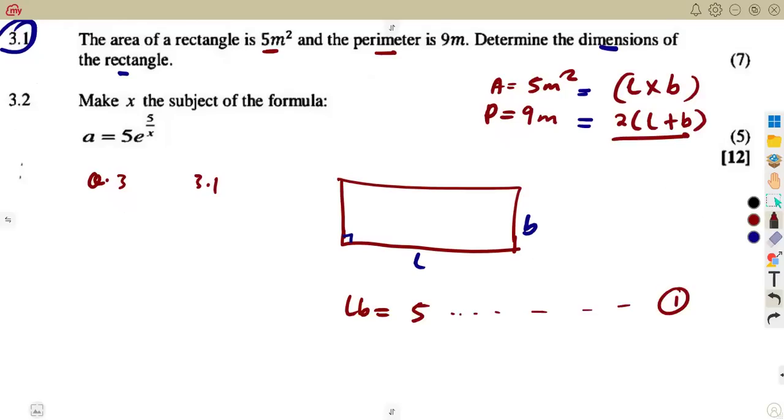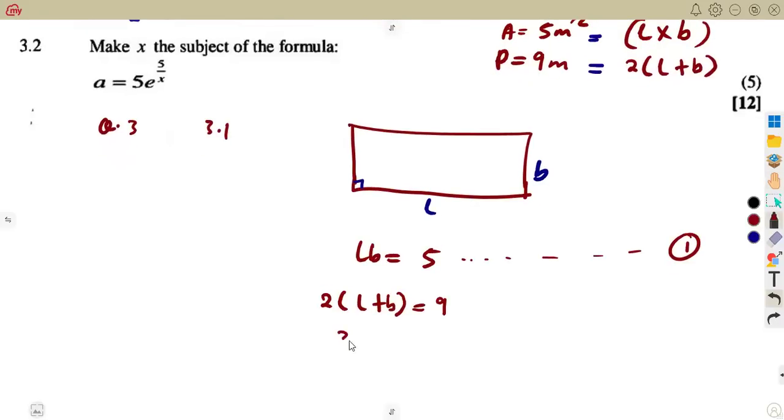From equation 2, this formula of 2 into length plus breadth is equal to 9. That's our equation 2, of which you can even expand these brackets. So it will be 2L plus 2B is equal to 9. You can even divide everything by 2. So this is our equation 2. So we've got 2 equations there. So these are simultaneous equations.